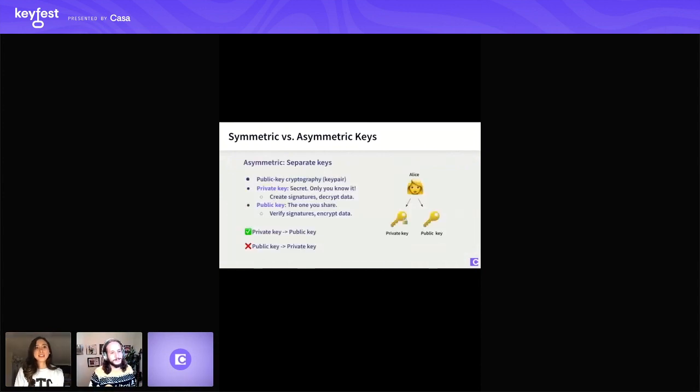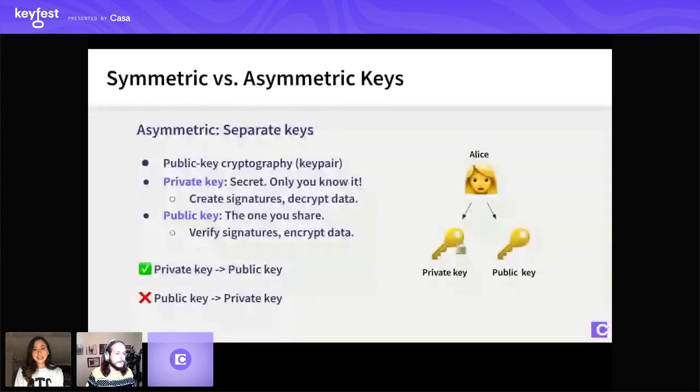Okay, and then next we have asymmetric, and this is when you use separate keys for your cryptographic operations. This is often known as public key cryptography, and as you may have guessed from the title of this workshop, it's what Bitcoin uses. So the 2 types of keys are your private key and your public key, and by its name, your private key is the one that you keep secret. It's really important that no one else knows it because it's the one that you use to create your digital signatures and decrypt data. If someone else gets it, they can start forging your signature or decrypting messages that are really meant for your eyes only.